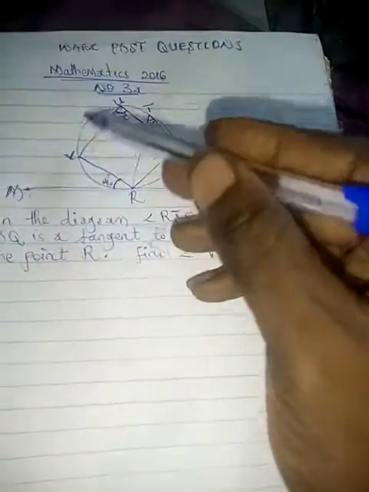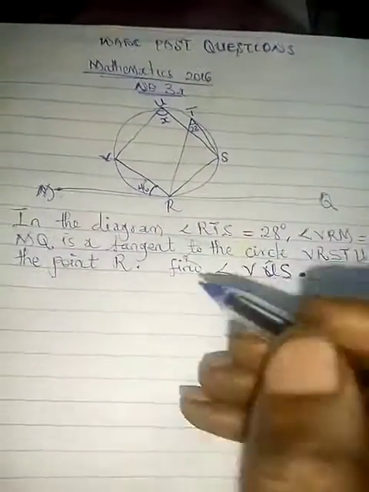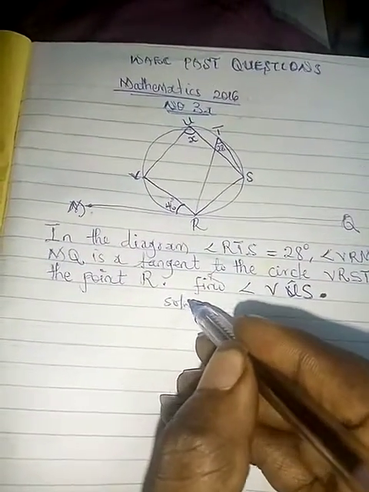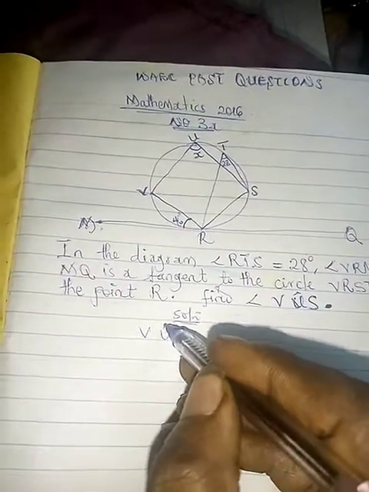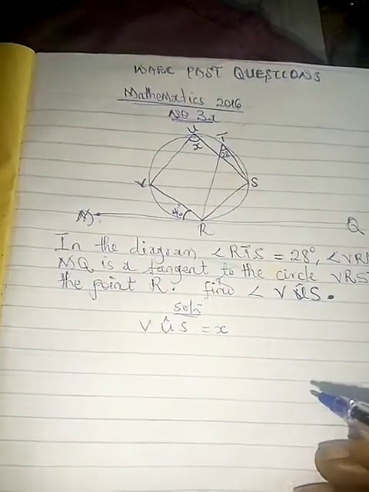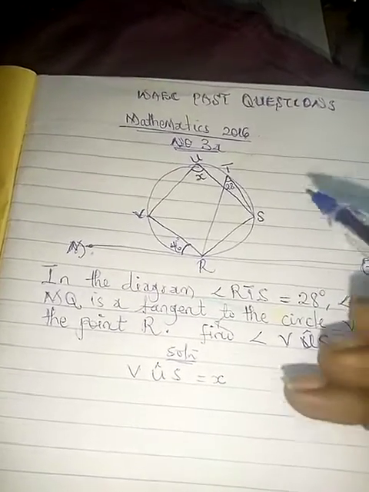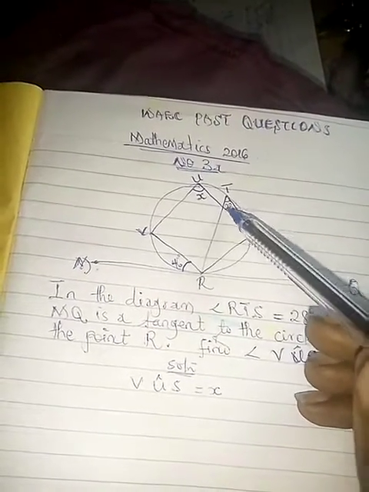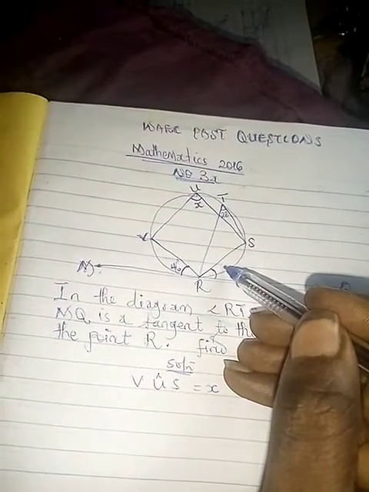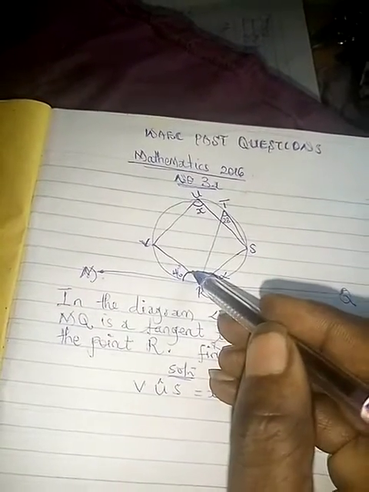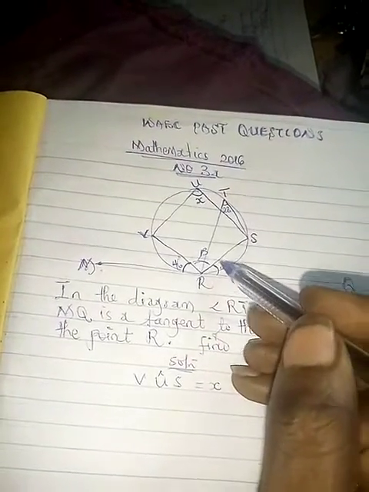To solve a problem like this, remember that VUS is x. So, solution: VUS is x. Good, that's what we are looking for. But before we can solve that, what do we need to do? If you look at this side, let's call it alpha, and this other side, let's call it beta. So we have alpha and then we have beta.